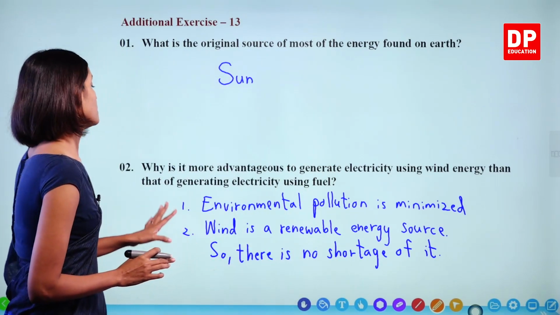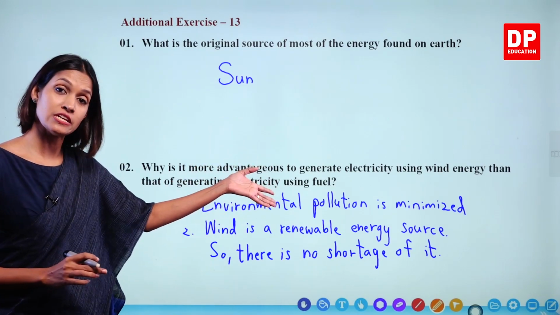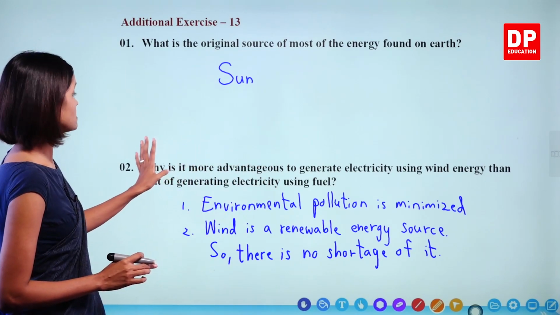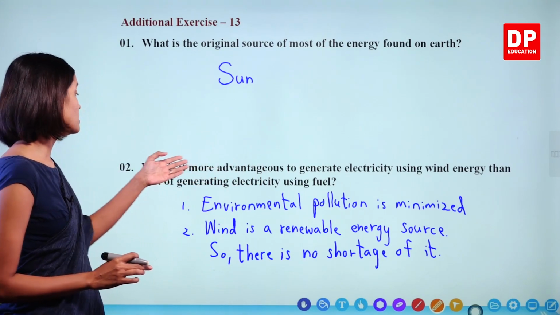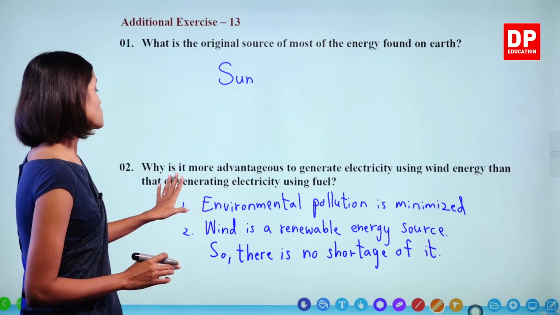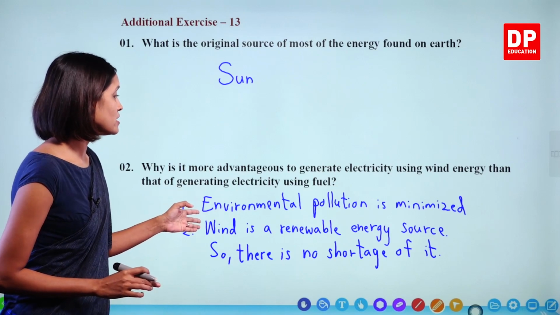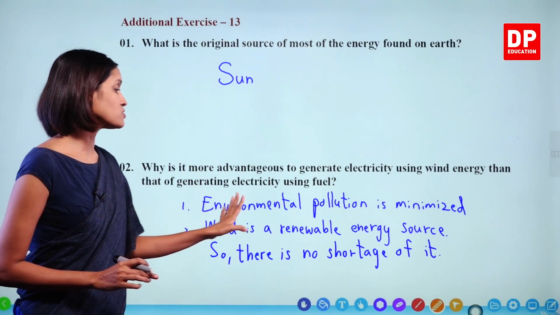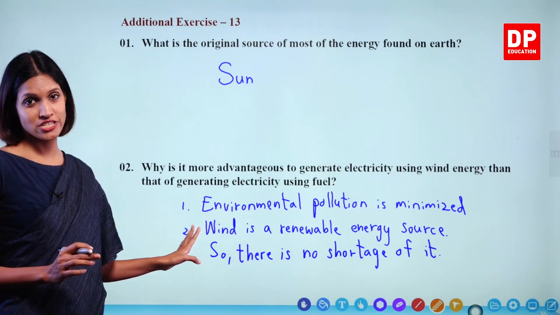Okay? Environmental pollution is minimized when you use wind energy. So the question asks, why is it more advantageous to generate electricity using wind energy than generating electricity using fuel, right? So environmental pollution is minimized. Wind is a renewable energy source, so there is no shortage of it. We will not run out of wind energy, right?